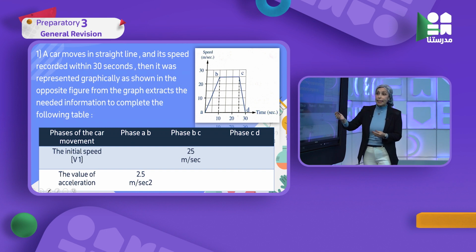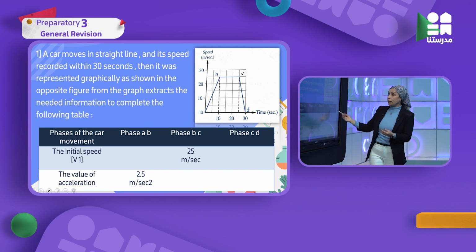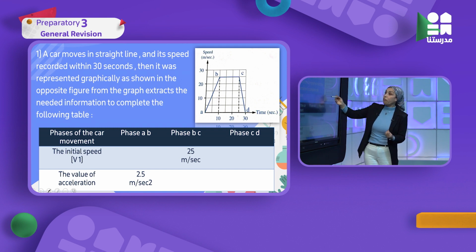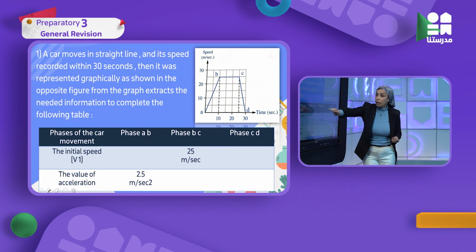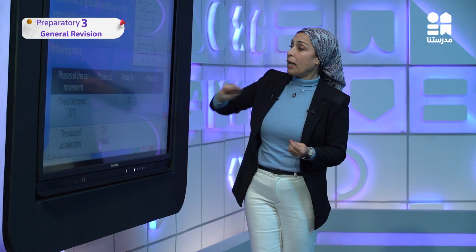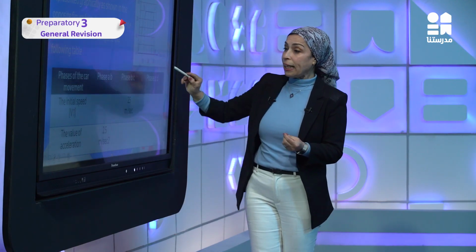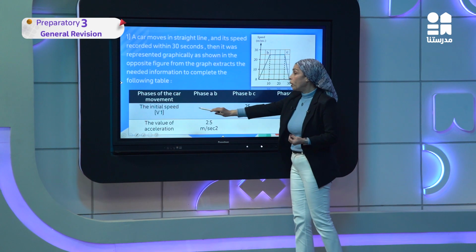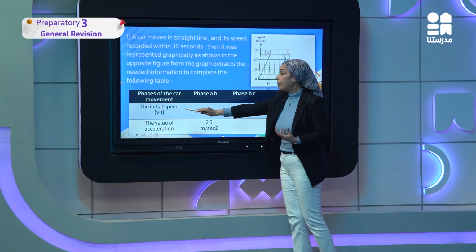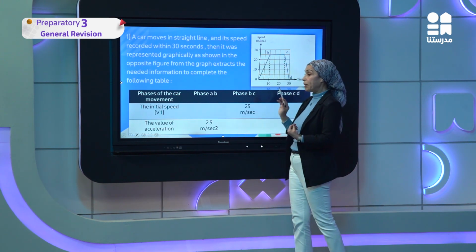First of all, he asked me the phases of the car movement: phase AB, phase BC, phase CD. يعني إيه الكلام ده؟ And I have phases. This is the first phase AB and BC and the phase CD, and he's going to ask me on those phases some kind of questions. He started with how can you calculate the initial speed in the phase AB.